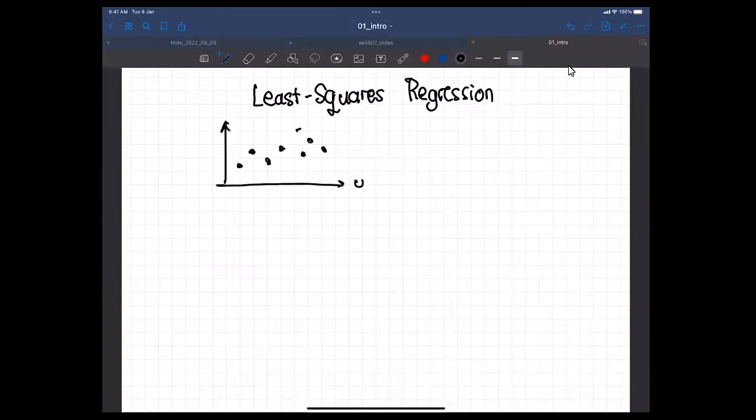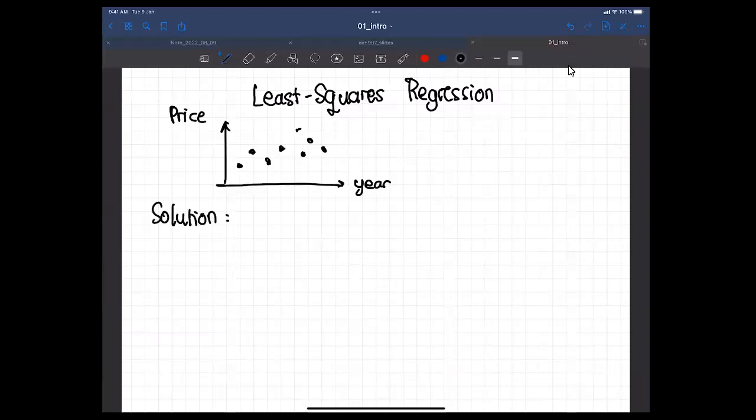Assume that you have the year and price of a car. Now, the idea of regression is to try to fit a line on this data. The line can be curved. It's not linear.